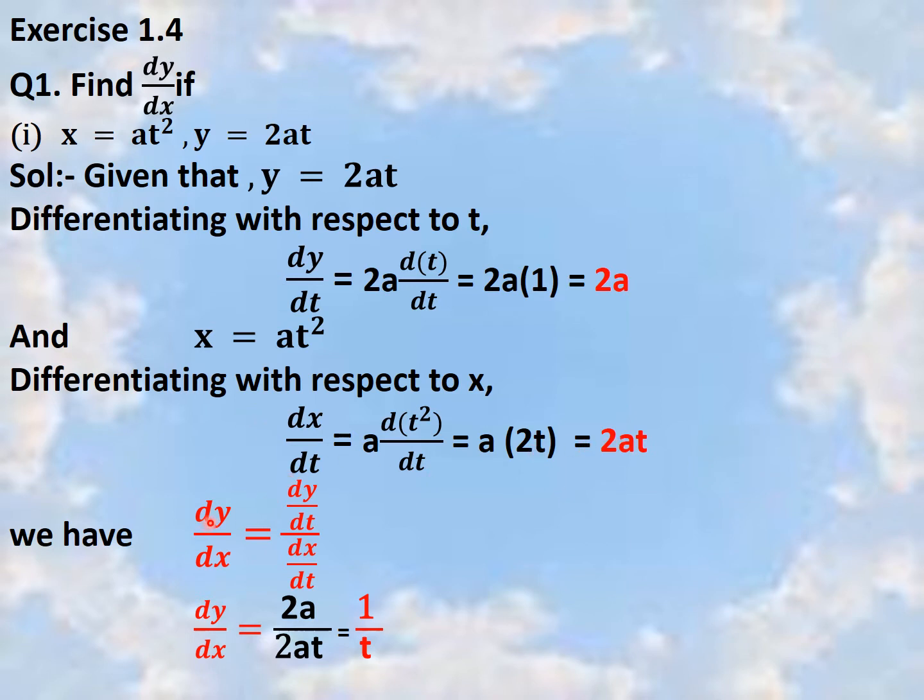Now dy by dx is defined by the theorem as dy by dt upon dx upon dt, that is equal to, substitute the values. dy by dt is already written first, 2a upon 2at. So 2a will get cancelled and your answer will be 1 upon t. That means derivative of y with respect to x. We combined both y and x.